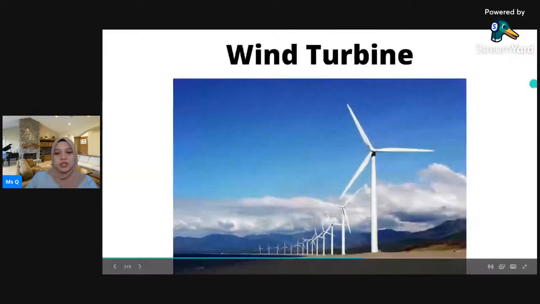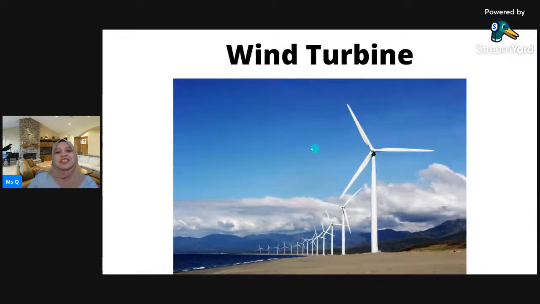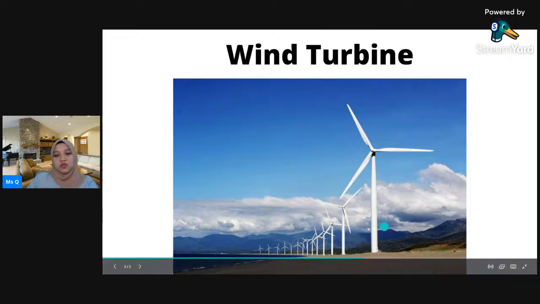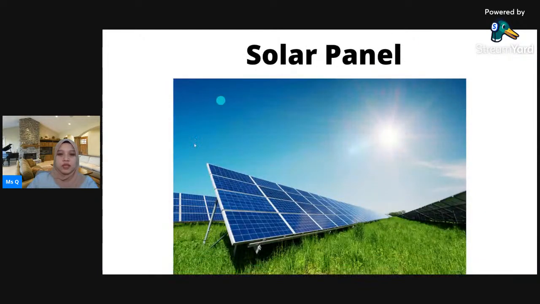Wind turbine. Okay, this is a wind turbine. This is quite famous in Holland, or what they call the Netherlands, right? So wind turbines are used as a source of energy, generating electricity by using the wind.